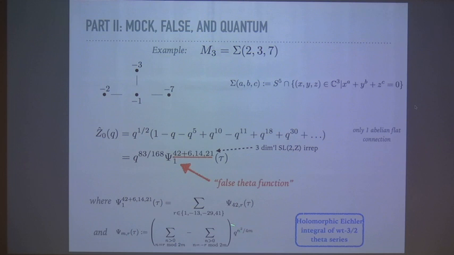And there's a mathematical word for this kind of object. The word is holomorphic Eichler integral of a weight 3/2 theta series. But in any case, the important point is that these psis are not modular functions, or even modular forms.